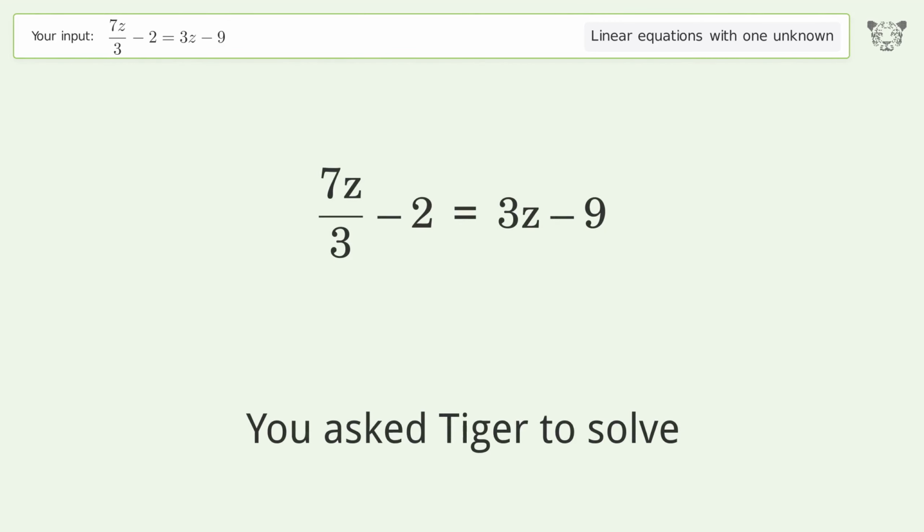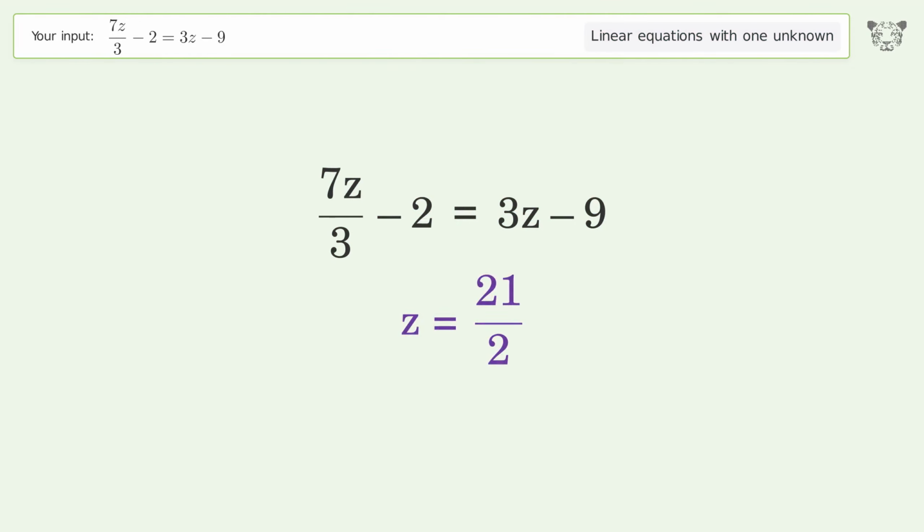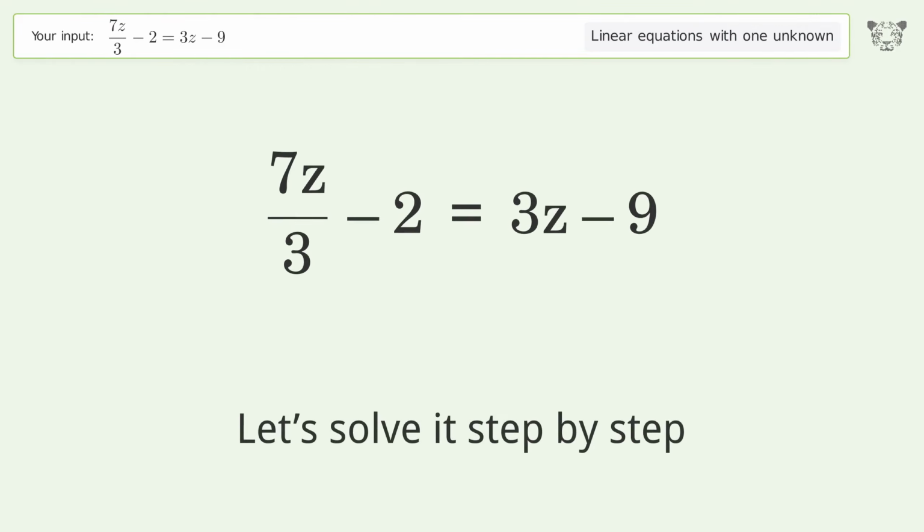You ask Tiger to solve. This deals with linear equations with one unknown. The final result is z equals 21/2. Let's solve it step by step.